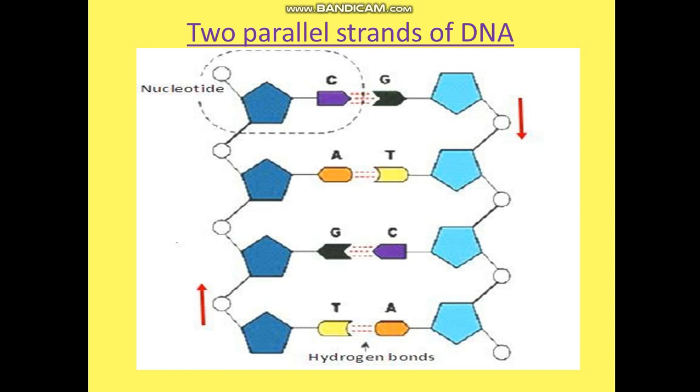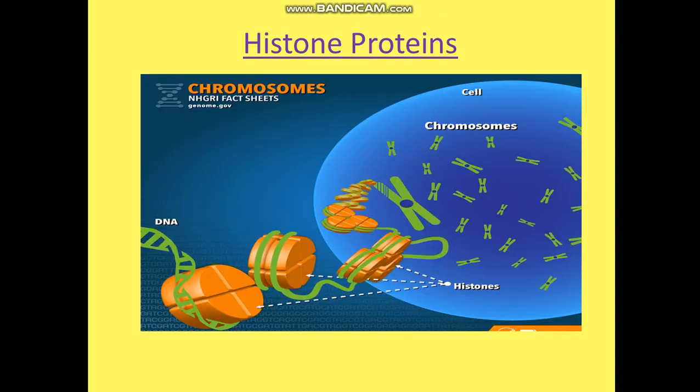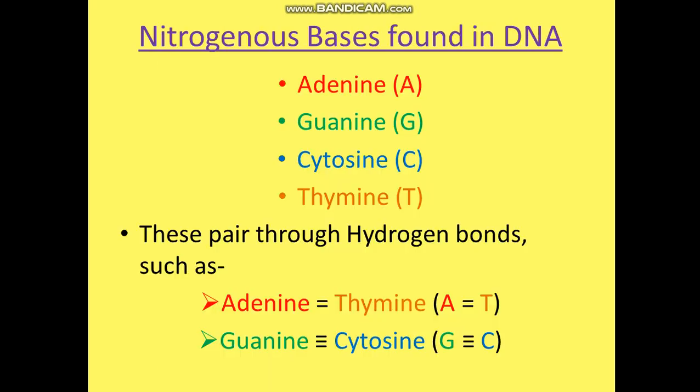Clear? Okay. Now coming on to the packing. How the packing of the DNA molecule happens inside the cell, because these long threads will be entangled when they are not being packed properly inside the nucleus. So how are they packed? They are packed by the histone protein. I have already told you about histone protein in this slide. See here.